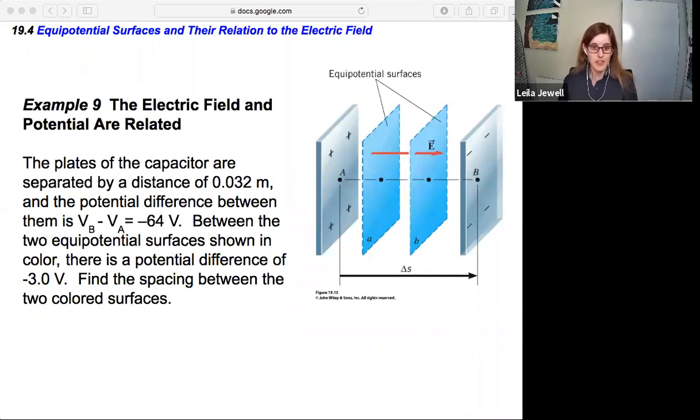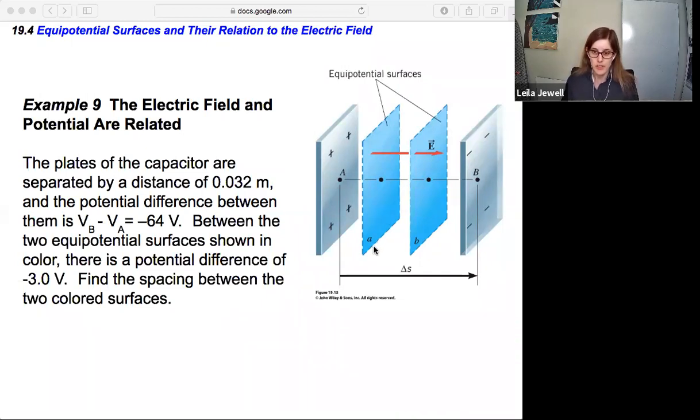Right. So let's look at this example. The electric field and potential are related. The plates of the capacitor are separated by a distance of 0.032 meters, and the potential difference between them is VB minus VA is negative 64 volts. Between the two equipotential surfaces shown in color, there is a potential difference of negative 3 volts. Find the spacing between the two colored surfaces.